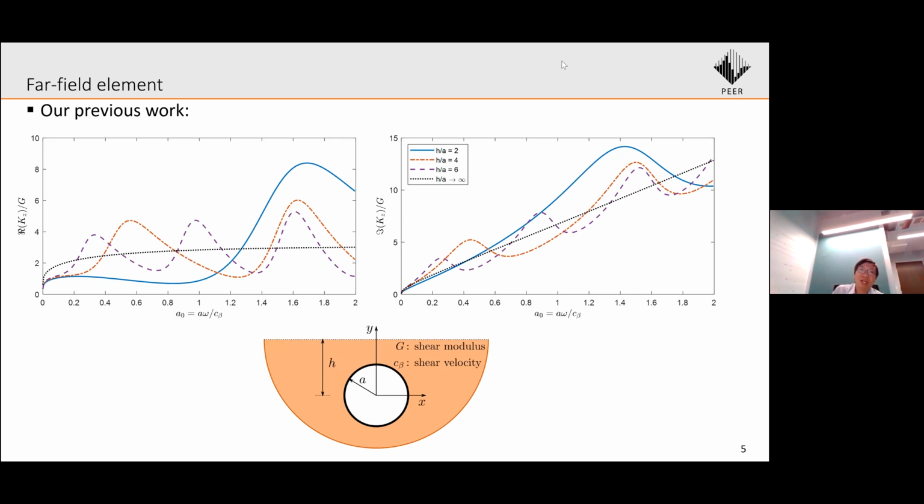For the far field element, we assume that outside the near field region, the soil behaves elastically. And our previous work showed that the soil impedance function, in other words, the soil spring coefficient and dashpot damping coefficient, is a function of dimensionless frequency, and it varies with the burial depth.